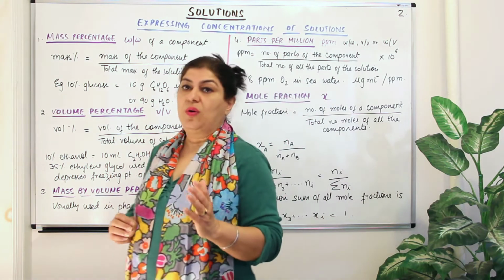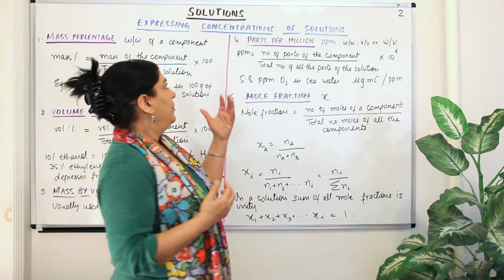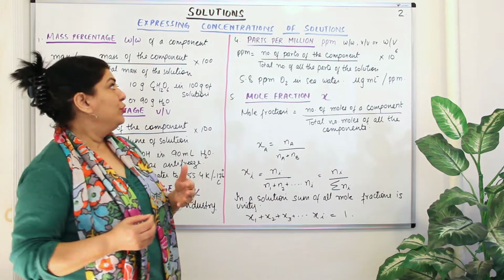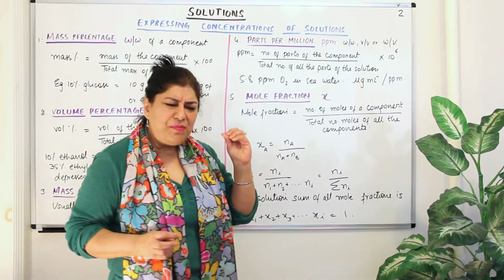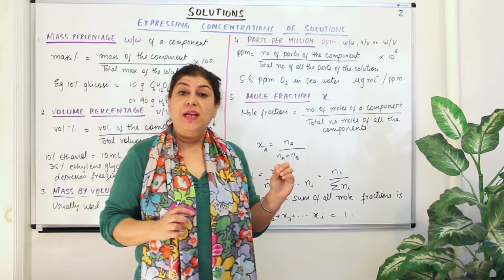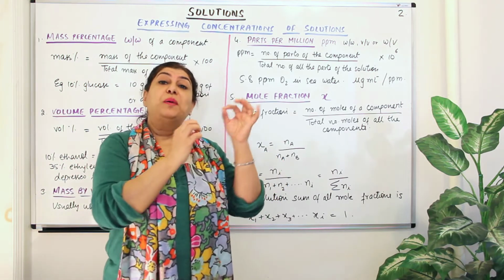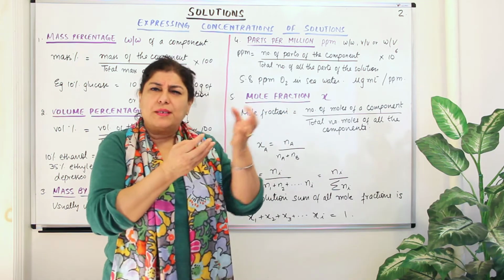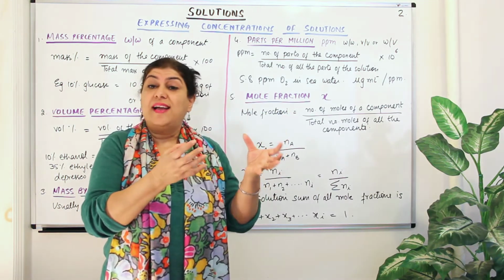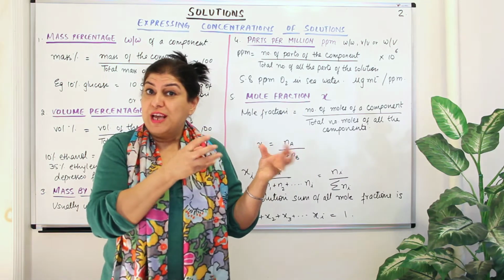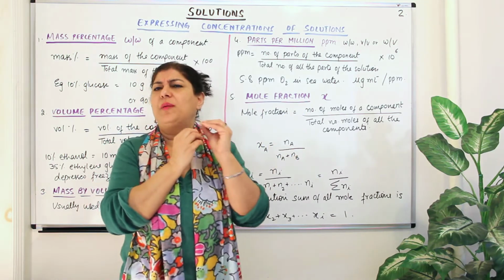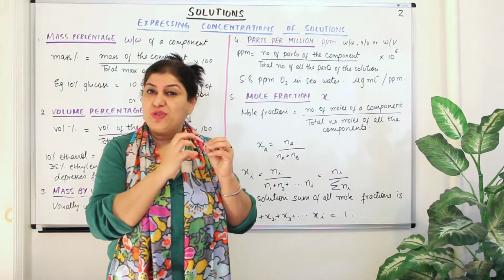The next way of telling or accounting for the concentration of a solution is in parts per million. When you have an extremely, extremely dilute solution, that is when parts per million are important. One part in a million parts. That is like you do in the case of chloroform or the anesthetics that I used. A very, very minuscule amount of anesthetic has to be used in that solution.